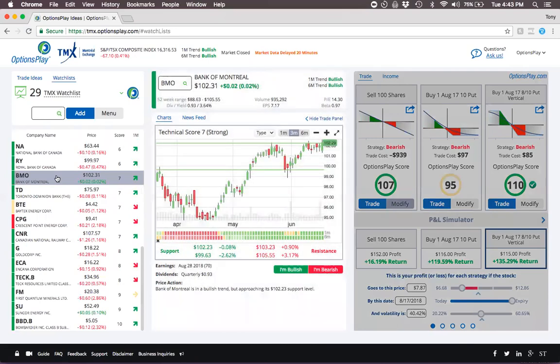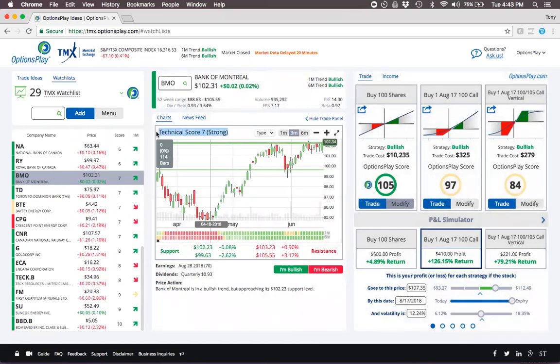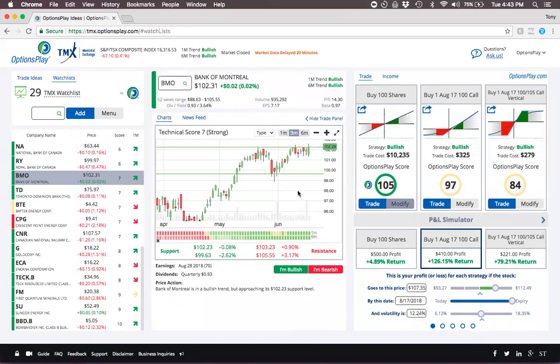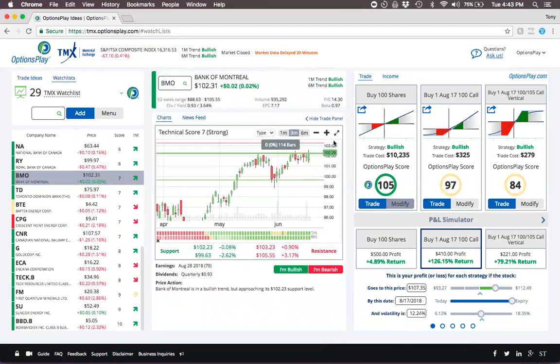So for BMO, as you can see, I got a score of 7, telling me this is a relatively strong stock. The 1 month and 6 month trends are bullish, so this is definitely a strong stock that's actually trying to continue moving higher. And it's been bullish for quite some time. On April 26th, that's when the 1 month and 6 month trend turned bullish, when it was around $97, and the stock has moved about $5 higher since then.